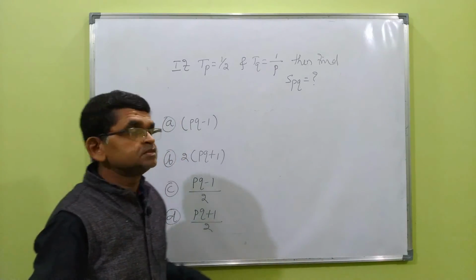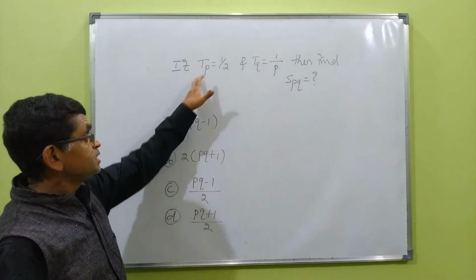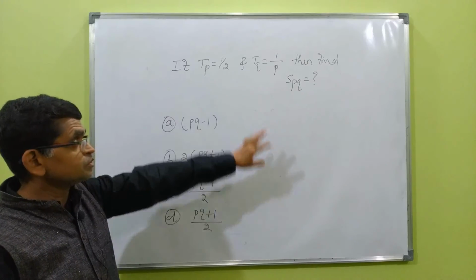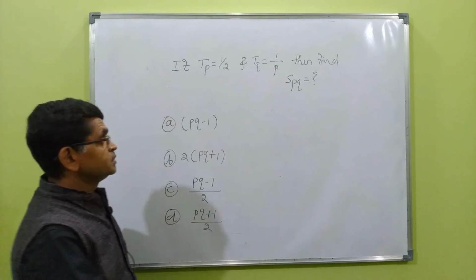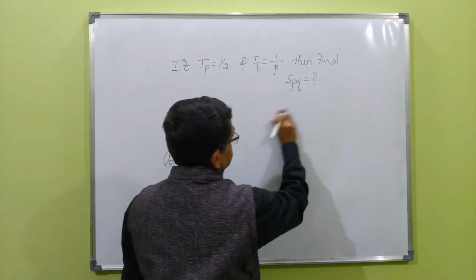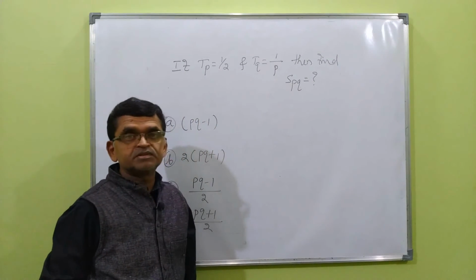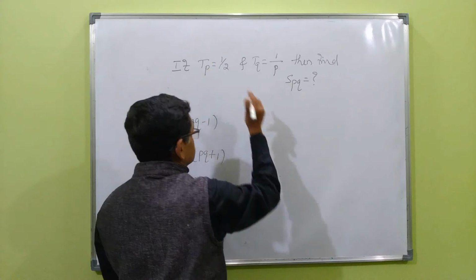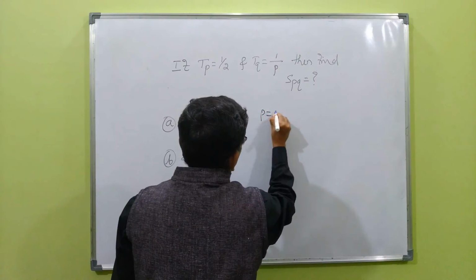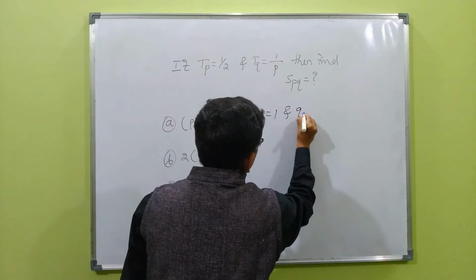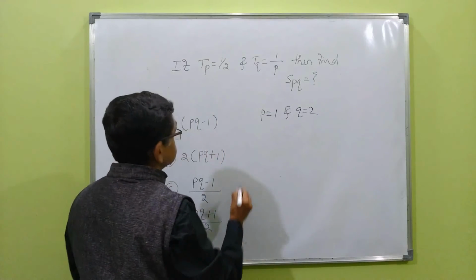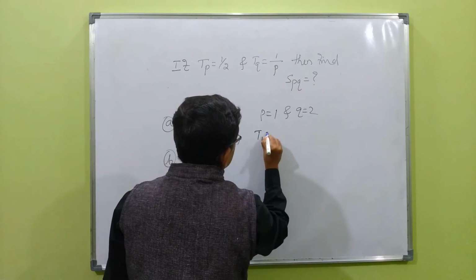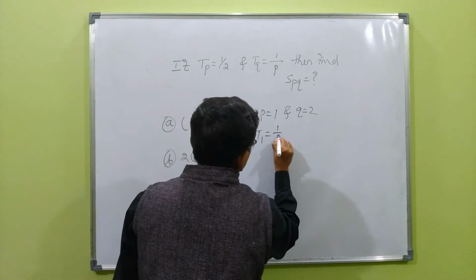Okay. This is another example. Tp is equal to half, Tq is equal to 1 by P. Here also you have to apply the technique, otherwise it is not easy to find the answer. So let us take P is equal to 1 and Q is equal to 2. Then what happens? T1 is equal to 1 by 2.